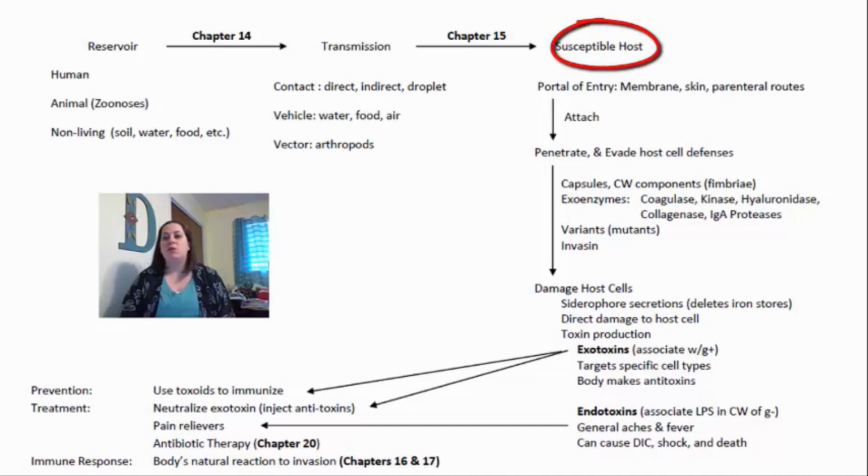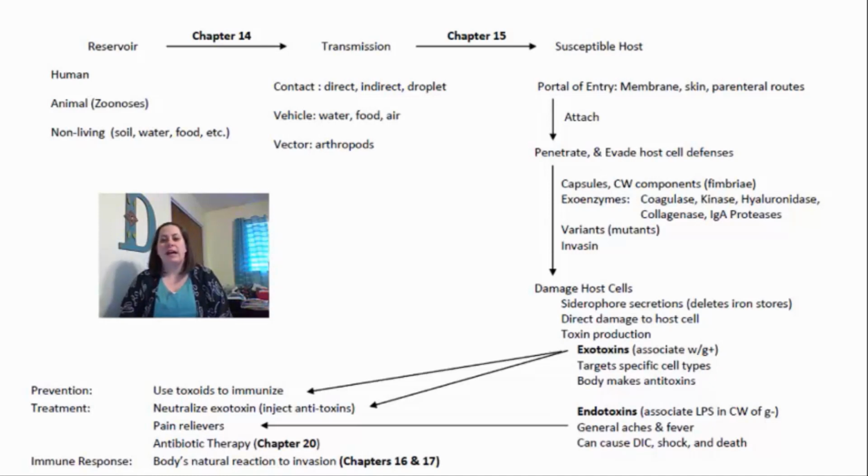Did it come through the mucous membrane? Did it come through the skin? That sort of thing. We also want to look at what things the pathogen has that help it gain access into the host. How does it also damage the host cells? When we look at how this happens with the damage of the host cells, this is going to lead us into the idea of our immune system, which we'll talk more about in chapters 16 and 17, and also antibiotic therapy, which we'll talk about in chapter 20.